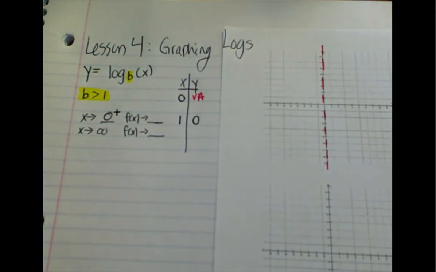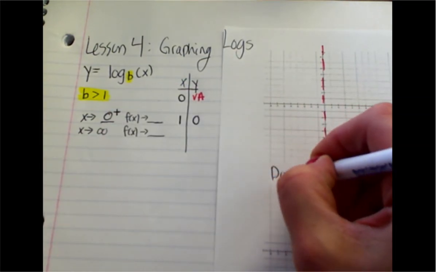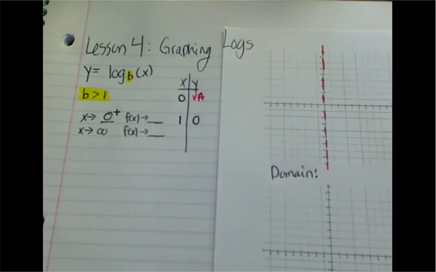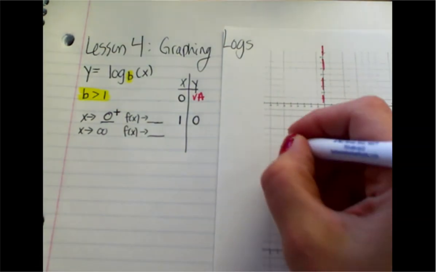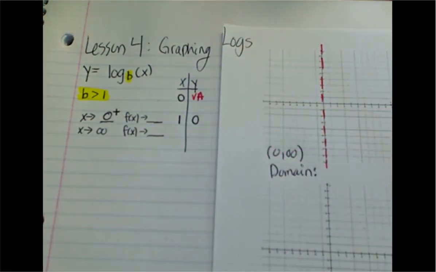Hold on, I'm going to add something to this. Domain. We just realized that I can't plug in negative numbers here. So my domain is going to be 0 to positive infinity because I cannot plug in any negative number. They're all not possible. So that asymptote's my dividing line here. I can't go to the left of it.